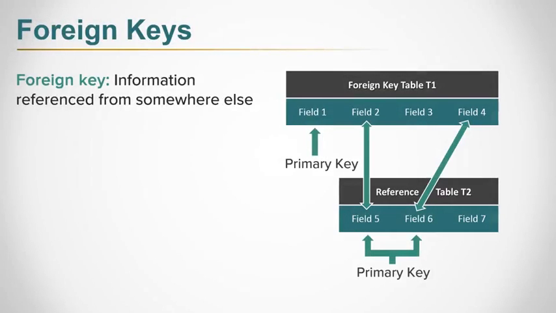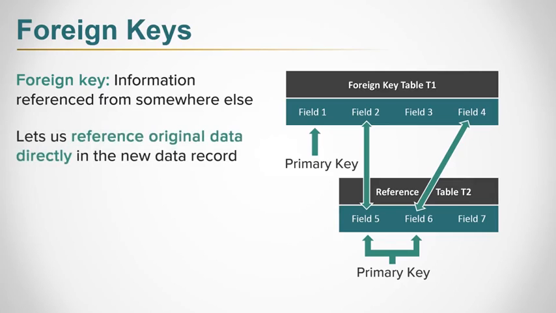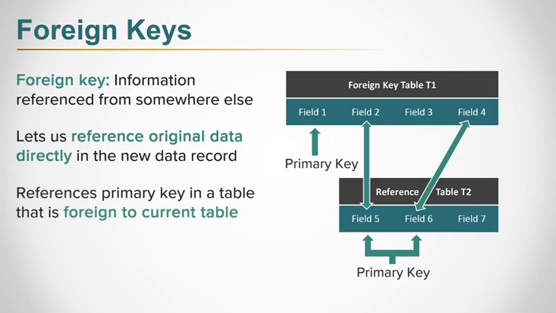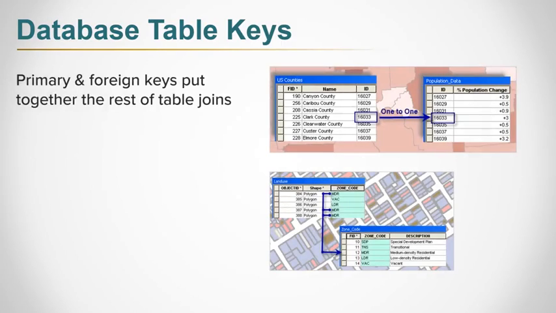Foreign keys are where we reference that information from somewhere else, like another table. If we have that secondary data table I mentioned earlier, where we went out and took additional data on a different date, the foreign key allows us to reference the original data directly in the data record of the new data. It's called the foreign key because it allows us to reference a primary key in a table that is foreign to the current table. Together, the primary key and the foreign key provide the basic building blocks for putting together the rest of table joins.